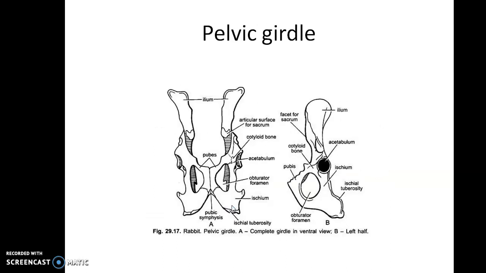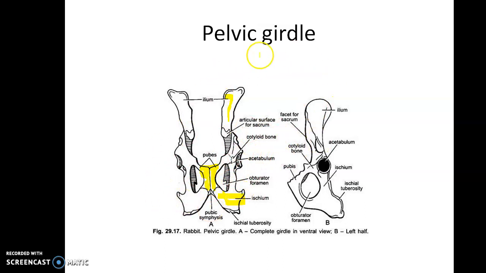I'll point that out through a highlighter. So this is the ischium. This is the ilium, ischium, and this is the pubis. Okay, so these are the three parts of the pelvic girdle. In between the pubis and ischium is a space called the obturator foramen.